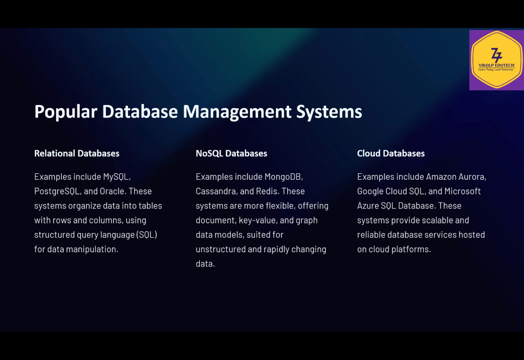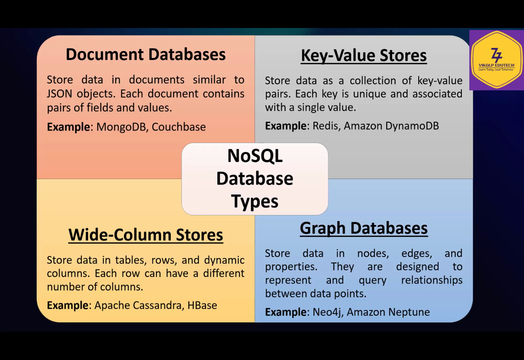NoSQL stands for Not Only SQL and refers to a variety of database technologies that are designed to handle large volumes of data, diverse data types, and distributed data architectures. Unlike traditional relational databases that use structured query language and tabular data structures, NoSQL databases use different data models to store and retrieve data. They are mainly categorized into four types: document databases, key value stores, wide column stores, and graph databases.